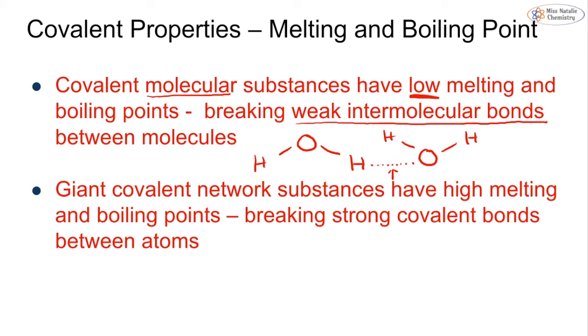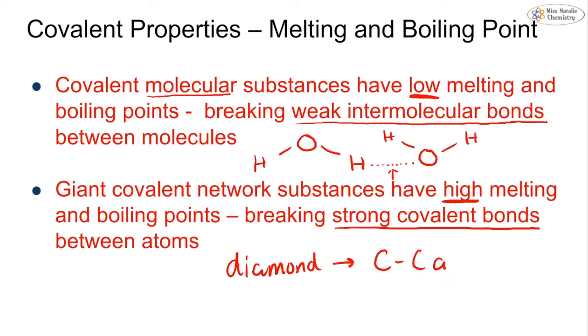In comparison, our giant network substances have very high melting points, and that is because this time we are breaking the strong covalent bonds. So for example, in diamond, the only bonds that are present are carbon-carbon bonds. So those are the bonds that we are breaking. It is the bonds between the two different carbon atoms that are strong covalent bonds, so they require huge amounts of energy to be broken. The stronger the bond that we are breaking, the higher the temperature required, because the higher the energy that is needed.